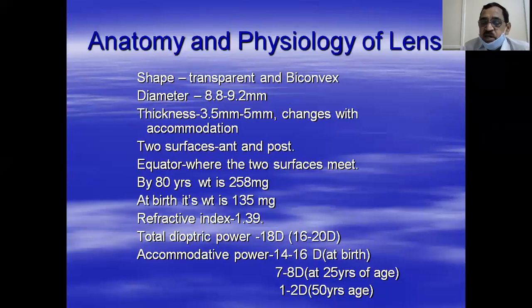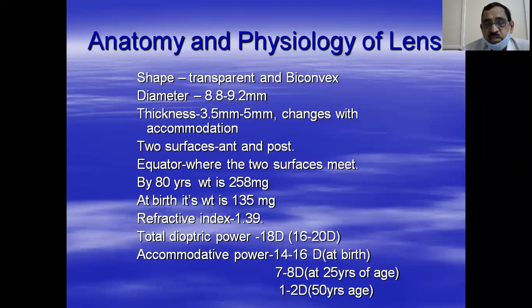So at birth, it's around 3.5 millimeters, and as the age advances, at the extremes of age, say around 70 or 80 years, it will be around 5 millimeters thick. And with the accommodation also, the thickness of the lens varies. And there are two surfaces of the lens, an anterior surface and a posterior surface.